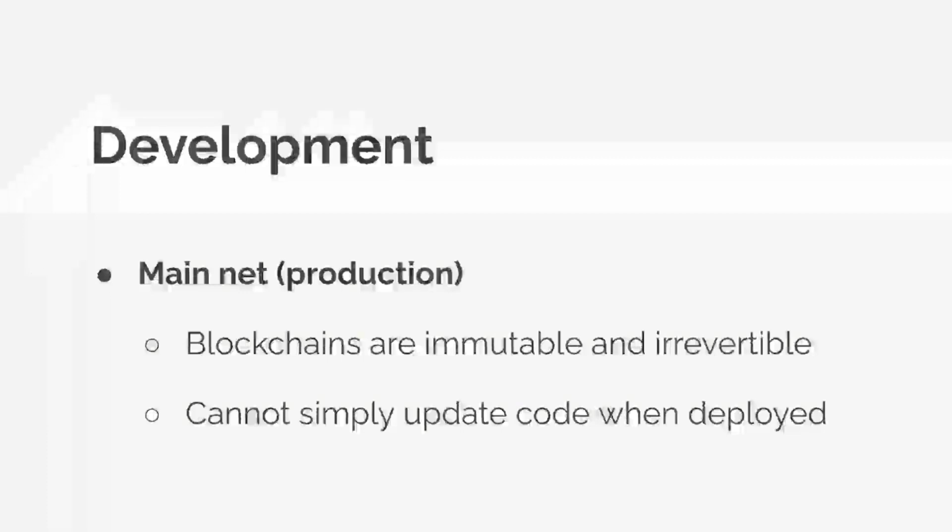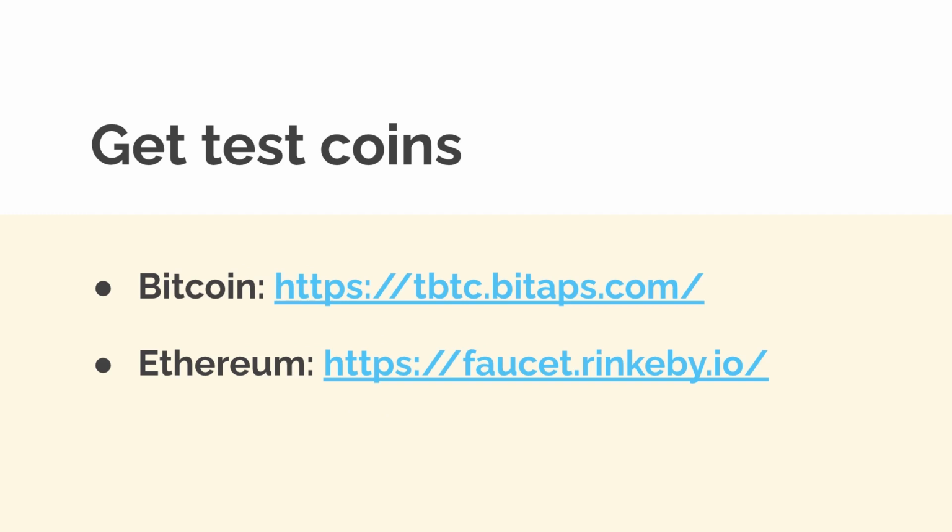For production, there is mainnet, where blockchains are immutable and irrevertible. And so when you finish your testing, you actually deploy it to mainnet. You can't simply update your code when it's deployed, so this is during the production phase when you've successfully built out your application. You can get test coins very easily, either via Ganache or in Remix. There are test coins for testing out your smart contracts. More on both of those topics later on in this course.